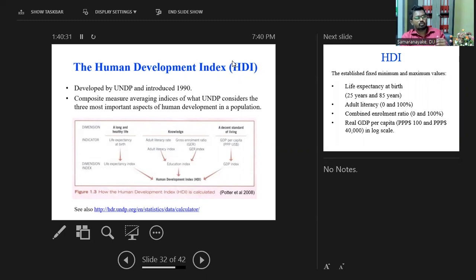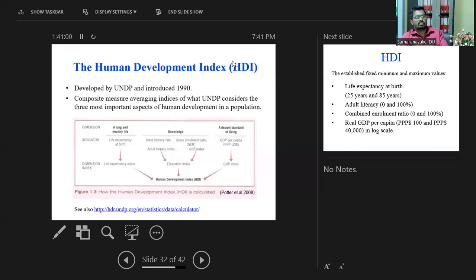And then to measure these indicators, they have indexes, right? So from these indexes, they are measuring different indicators. For life expectancy, they have the life expectancy index. For adult literacy rate, they have the adult literacy index. And for GER, they have the GER index.